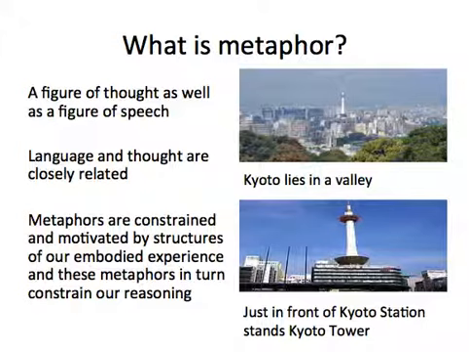Okay, so have a look at the two pictures there. So here's Kyoto in Japan, and it lies in a valley. And in the second picture there, just in front of the Kyoto station, stands Kyoto Tower. So lies and stands are metaphors, and those metaphors have come from a source domain in terms of what we know about bodies, what we know about how bodies lie and how bodies stand. Okay, so metaphors are constrained and motivated by structures of our embodied experience, and these metaphors in turn constrain our reasoning.